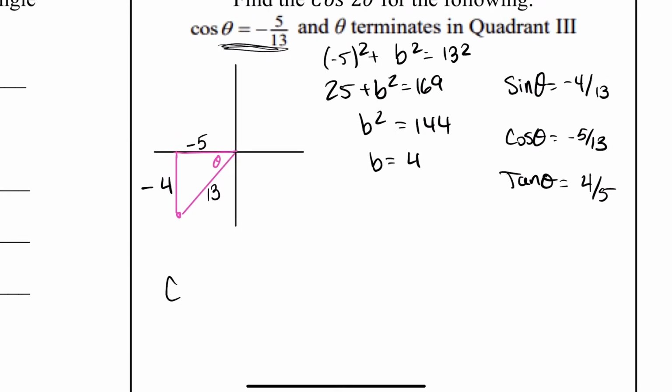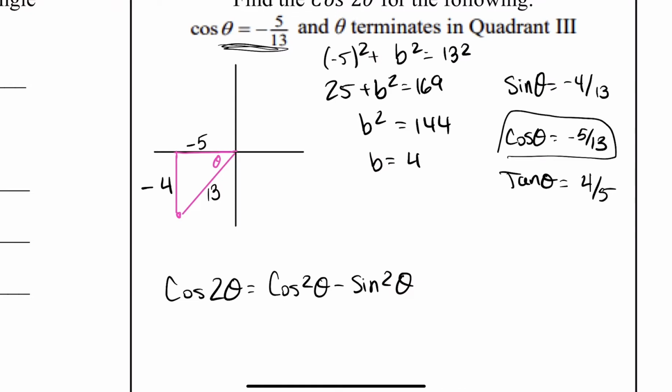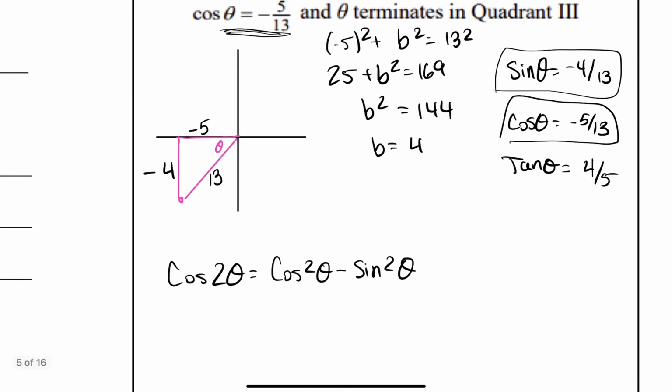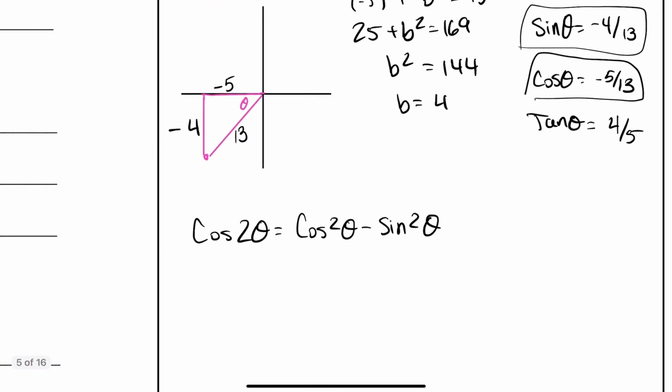So we know that the cosine of 2 theta formula is equal to cosine squared minus sine squared. So all we need to do is plug in our cosine and square it and subtract our sine and square it. So that's what we're going to go ahead and set up here. Our cosine squared is negative 5 over 13 squared, minus, and our sine squared is negative 4 over 13 squared.